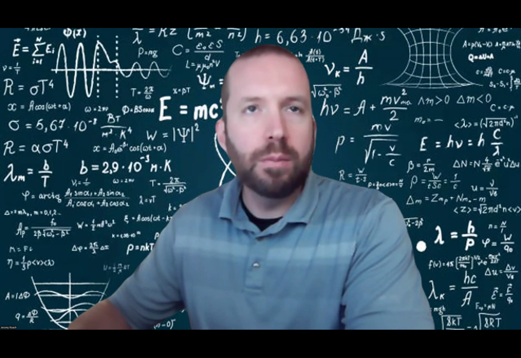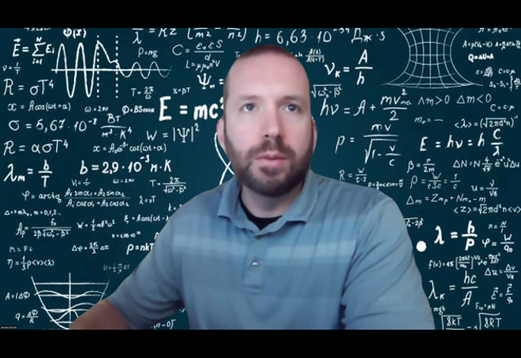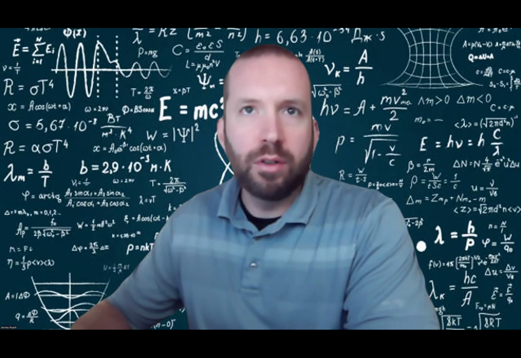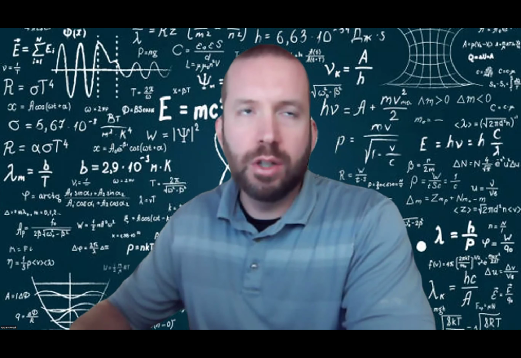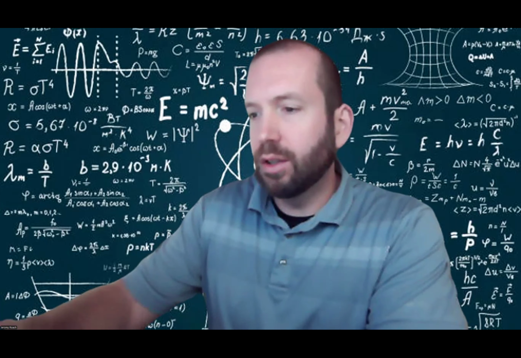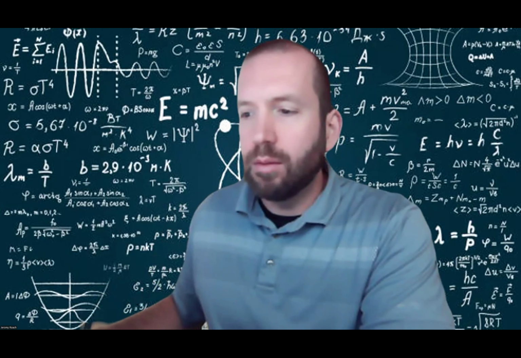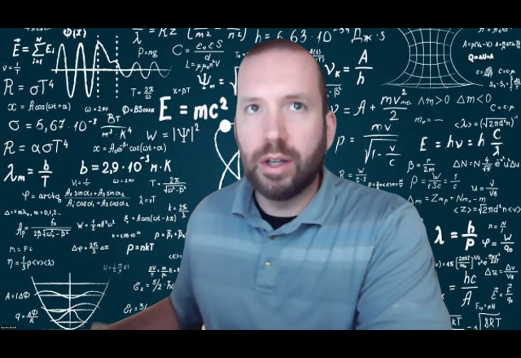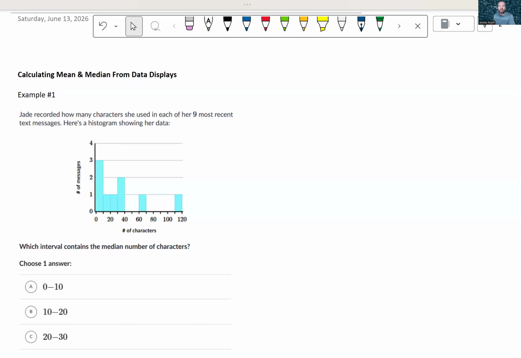The mean and the median help us to find the center. They're different measures of center, but they can both help us find it. While the IQR helps us measure how much the middle portion of that data varies. So we're going to start by calculating the mean and the median from data displays, and then we're going to look at some patterns for estimating our answers after we do a few practice problems with exact answers.